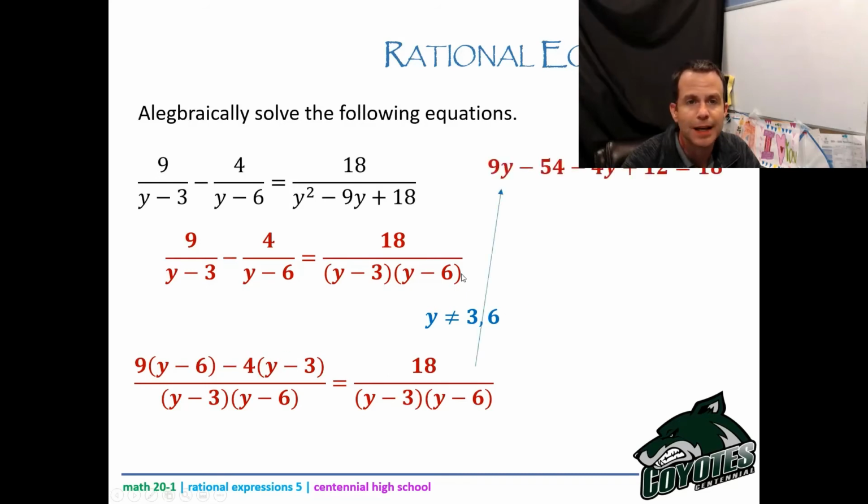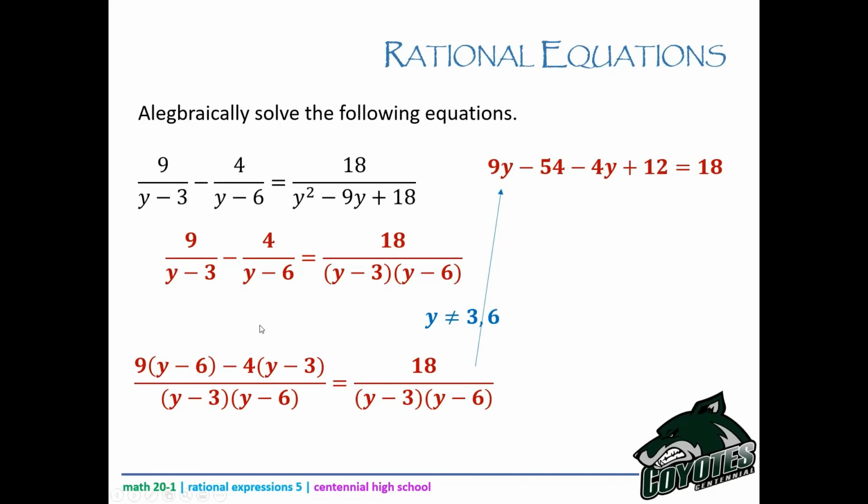Okay. Again, not sure. My head might be in the way there. So let me just take me off for a sec. 9y minus 4y will be 5y. Okay. Negative 54 plus 12 is going to give me negative 42.